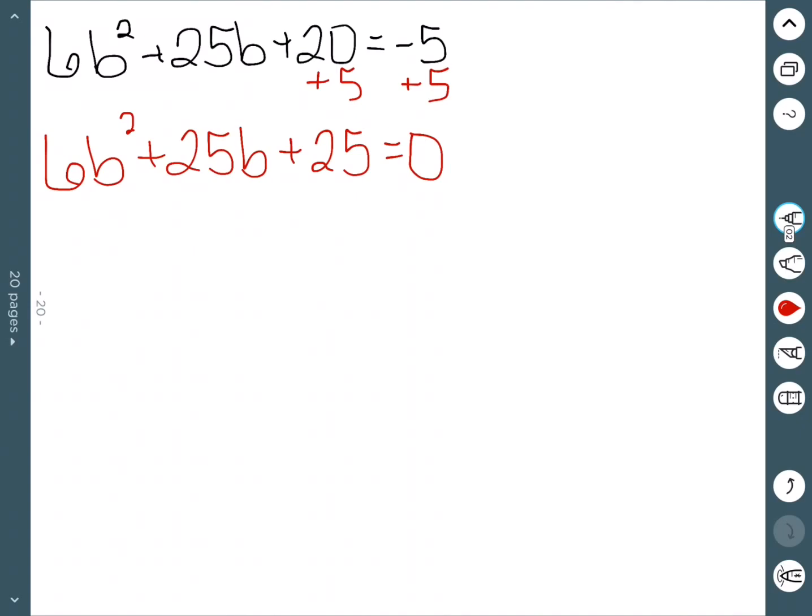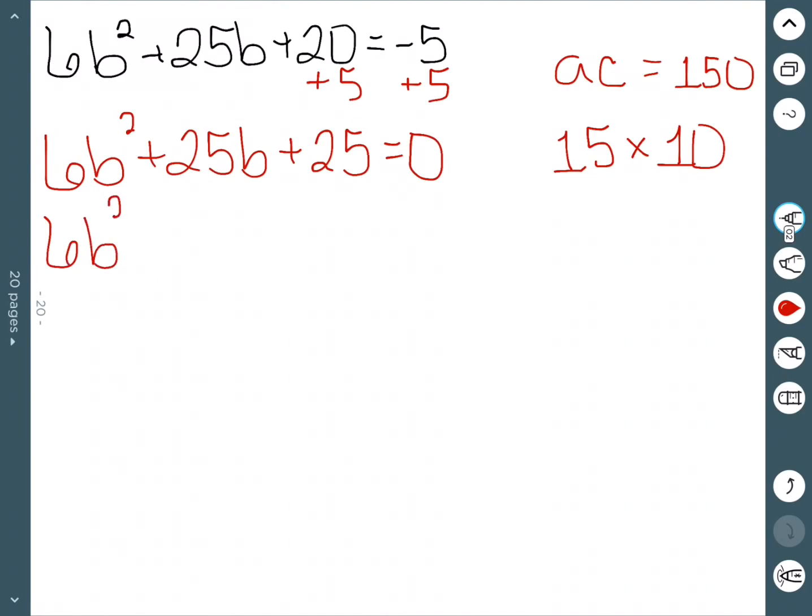This factoring is slightly more complicated because of that 6. However, we can use what's called the AC method, which says we start by multiplying the first number and the last number. 6 times 25 is 150. And I now need numbers that multiply to be 150 and add to be 25. And I can see pretty easily that that works with 15 and 10. So I'm going to rewrite this problem as 6b squared plus 15b plus 10b plus 25 equal to 0.